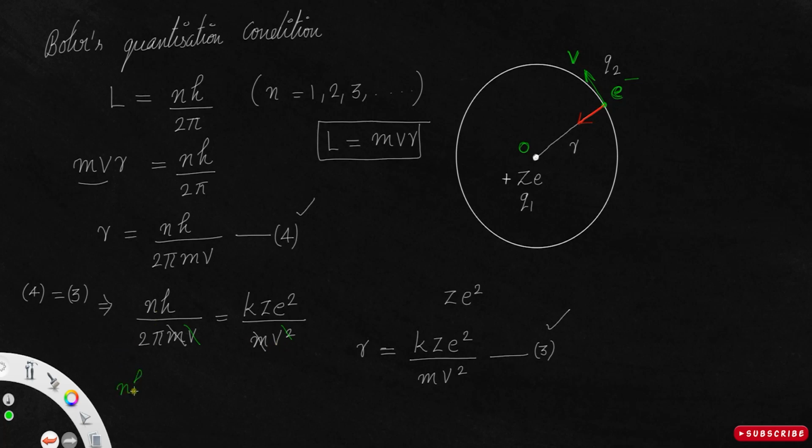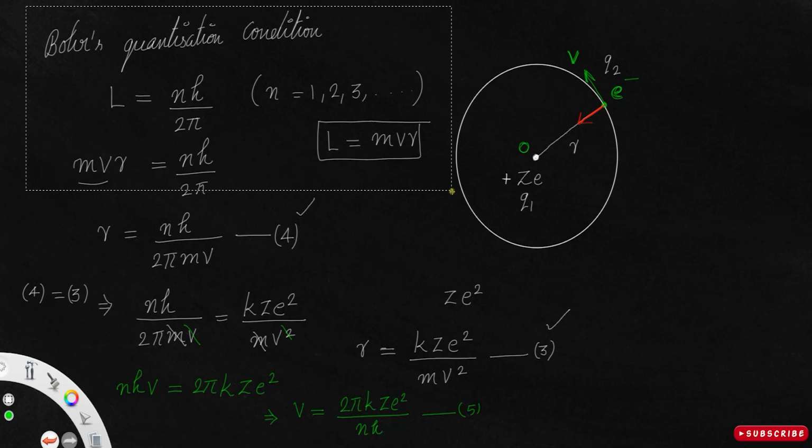Then it will be nhv is equal to, take this 2 pi to the right, that is 2 pi kze square. Or I can write v equals 2 pi kze square divided by nh. Clear? Let me call that equation number 5, taking this nh to the right. Now, let me erase here.